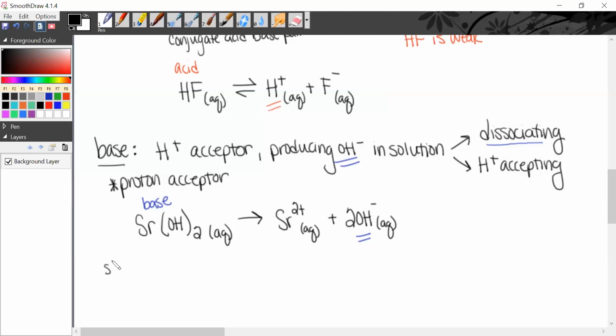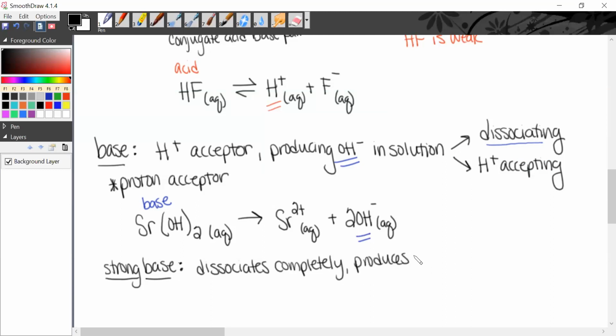Okay, so just like we had a definition for a strong acid, we also have a definition for a strong base. And it's the same definition as strong acid. It's just not talking about H plus, it's talking about OH minus. So a strong base dissociates completely and produces maximum amounts of OH minus.